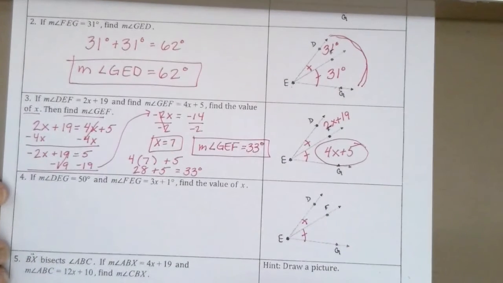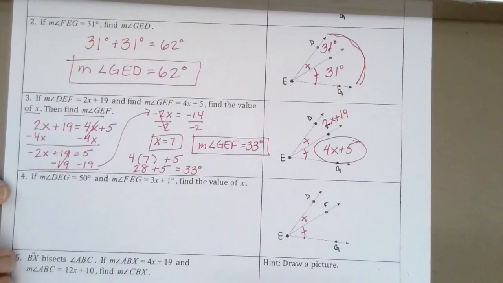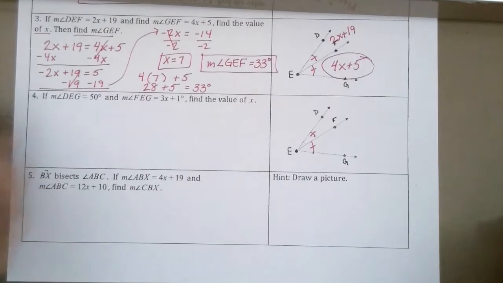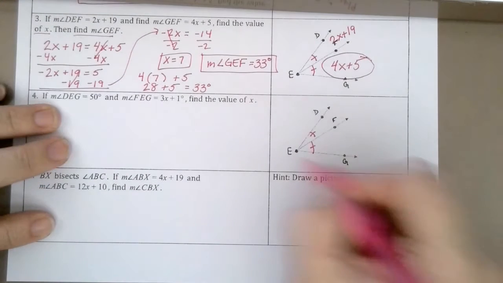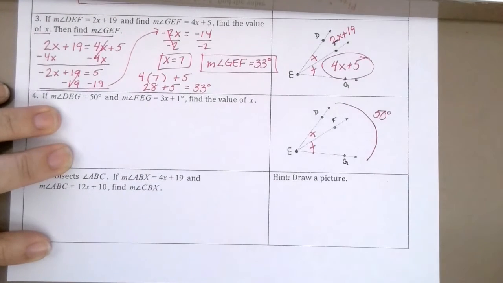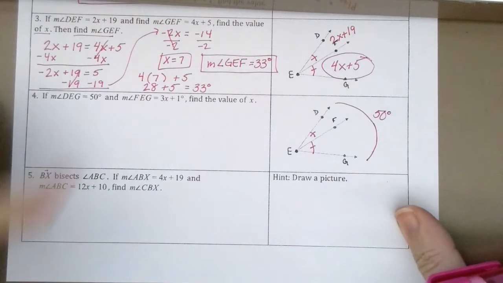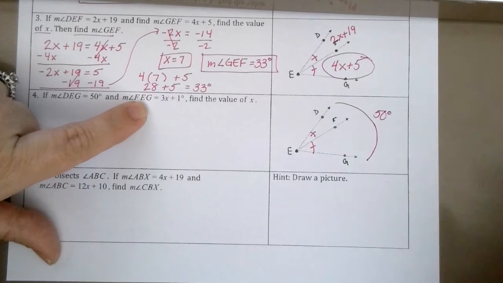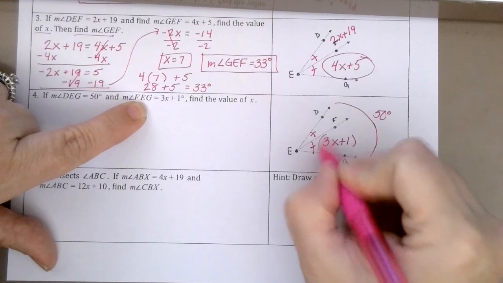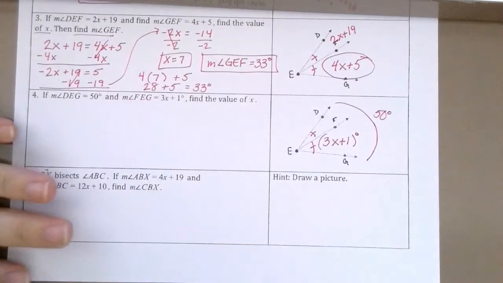So there? Okay. Number 4, the measure of angle DEG is 50 degrees. So the whole thing is 50 degrees. The measure of FEG is 3x plus 1 degrees. Find the value of x.